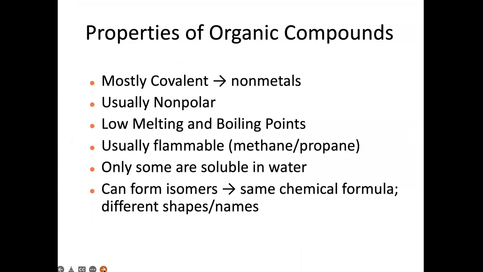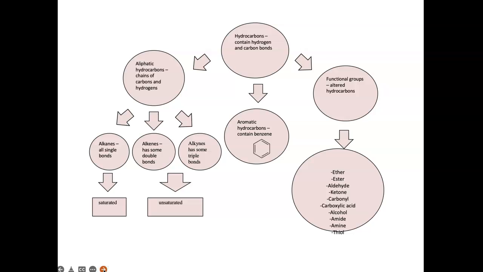So they typically, because they're covalent, have low melting and boiling points. They're also typically flammable. And they can form isomers. Because of their sort of complicated structure, these carbon-hydrogen compounds can arrange themselves in different ways, forming isomers. So those would be the same formula, but different shape and so different properties.